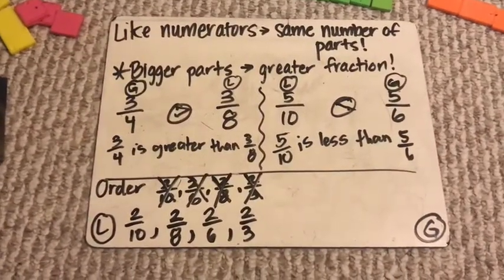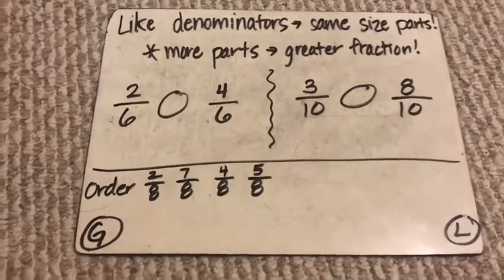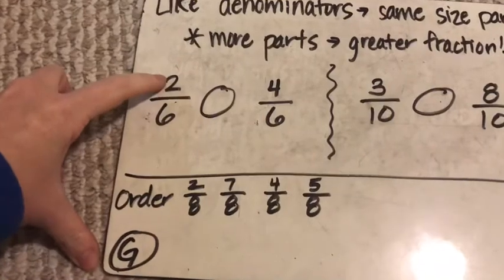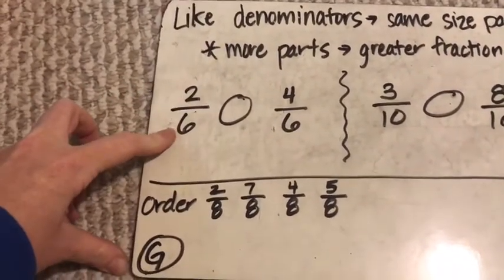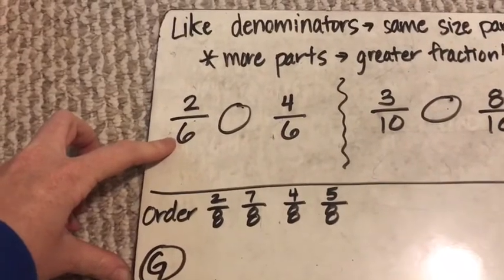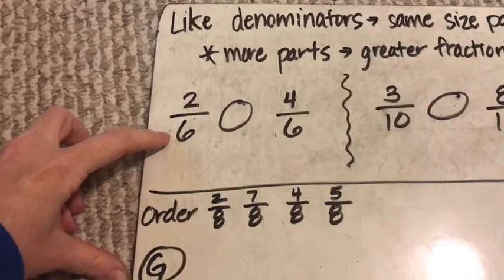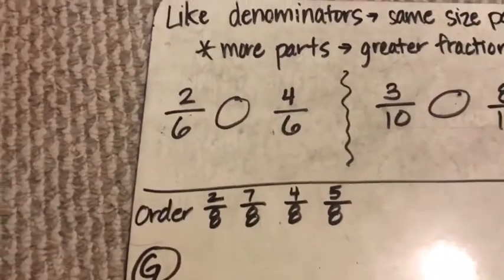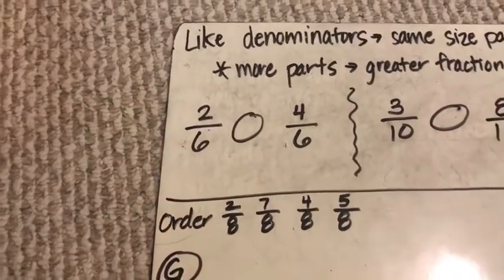Let's try like denominators. All right, so when you are comparing like denominators, you'll notice that the part of the fraction on the bottom, that's the denominator, and we don't want to say top number and bottom number for numerator and denominator, because we don't want to create the misconception that a fraction is 2 numbers stacked on top of each other, because 2/6 is in fact a number. Every fraction is a number. So that's why it's important to use numerator and denominator instead of saying top number and bottom number.